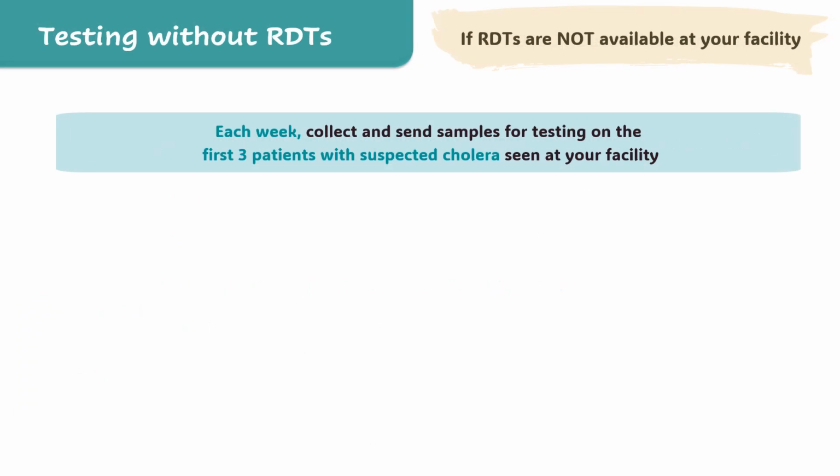If RDTs are not available at your health facility, each week, collect and send samples for laboratory testing on the first 3 patients meeting the definition of a suspected cholera case.